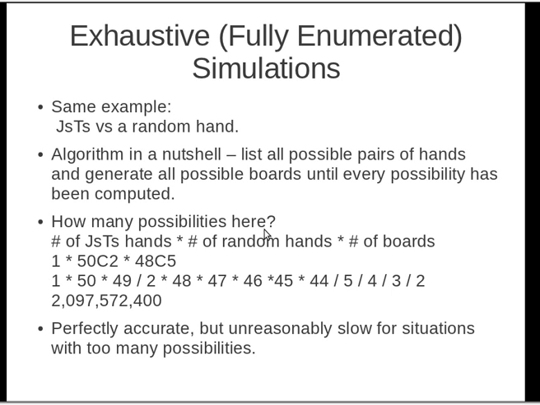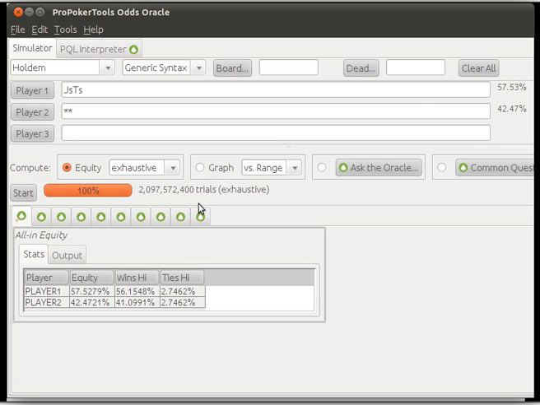There's a lot of possibilities in this case. You can see jack of spades, ten of spades: there's one way to do that. Times the number of random hands: we've got 50 cards left, and we have to choose two. 50 choose 2. And then the number of boards: we've got 48 cards left, choose five. So that's 1 times 50 times 49 over 2, times 48, 47, 46, 45, 44, divided by 5, 4, 3, 2. And that gives us a little over 2 billion trials, and we'll see that that's exactly the same number we have here. So just quick confirmation, we computed all of the possible combinations there.